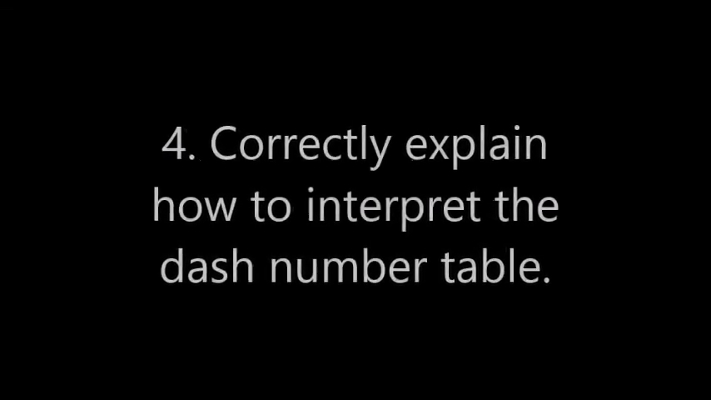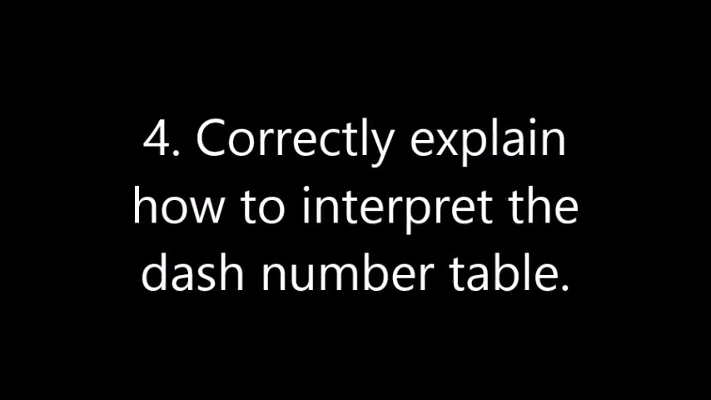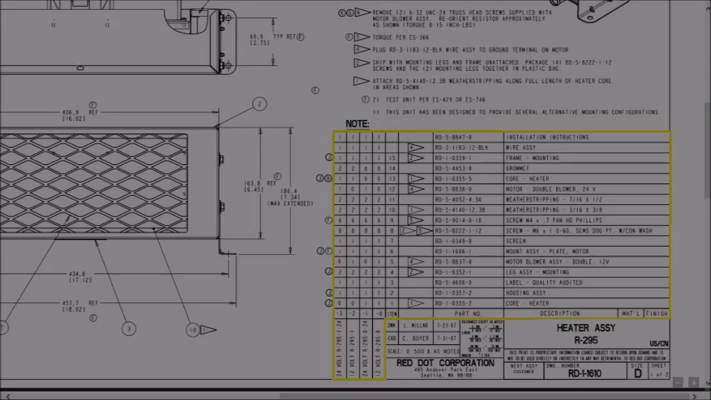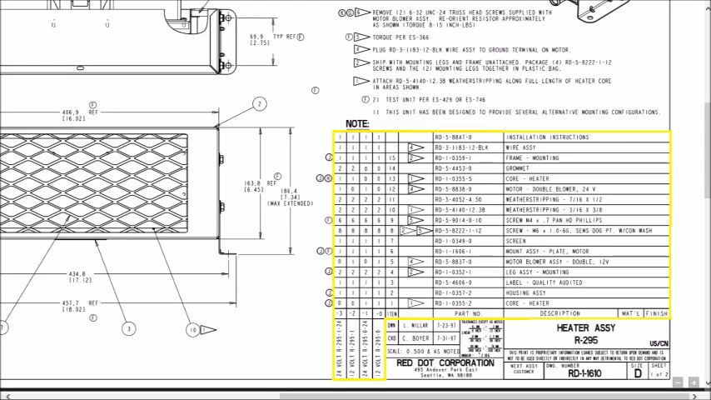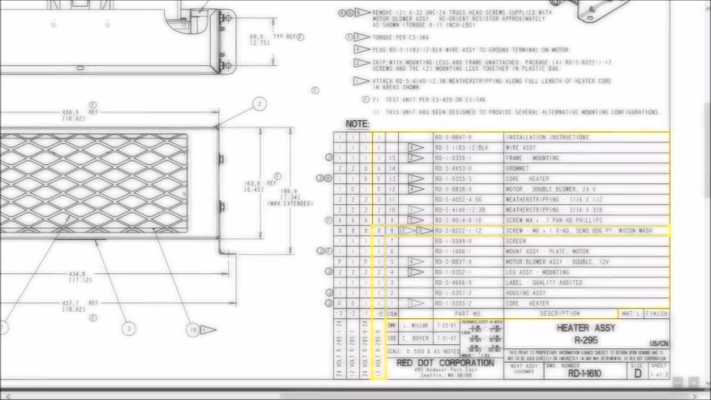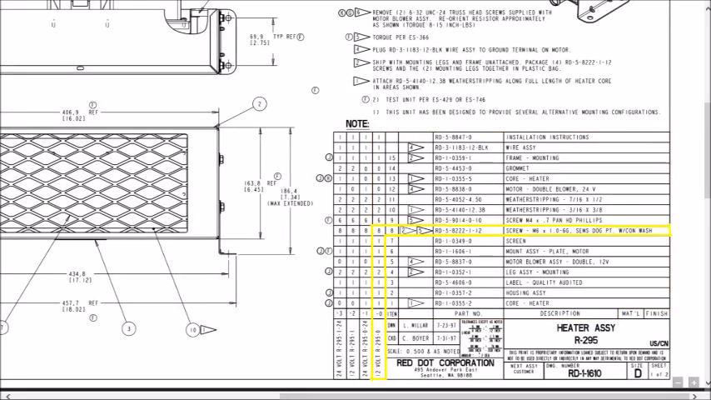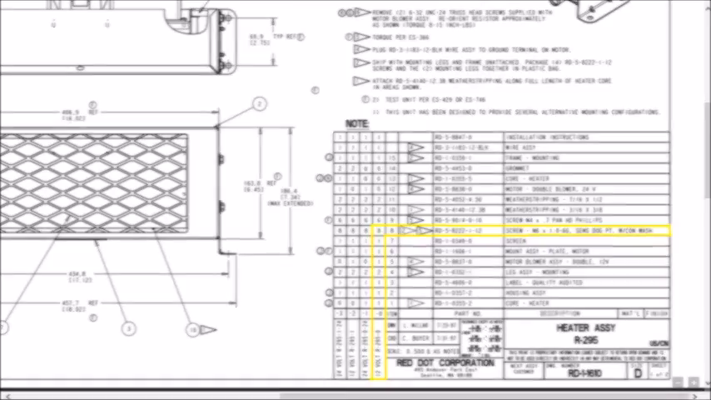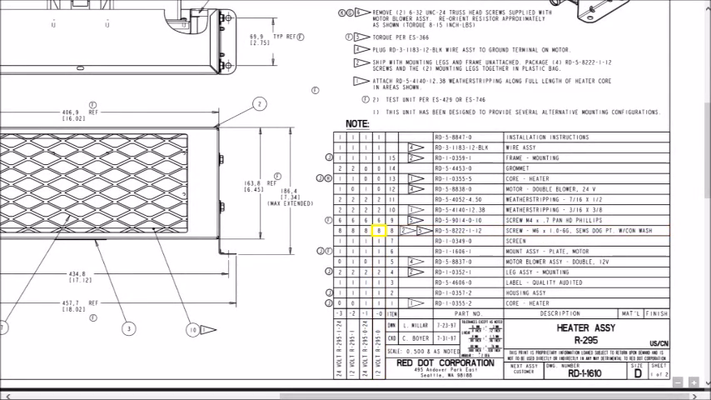Number 4. Correctly explain how to interpret the dash number table. The dash number table contains a grid which includes all of the materials needed for that unit. Think of it as the blueprint's bill of materials. Each revision or dash number has its own column, and the number of parts needed for that revision will be cross-referenced to the part number on the side. The intersection between the dash number and part number is the specific quantity required of that material to build the part.